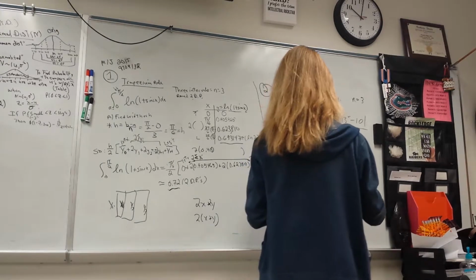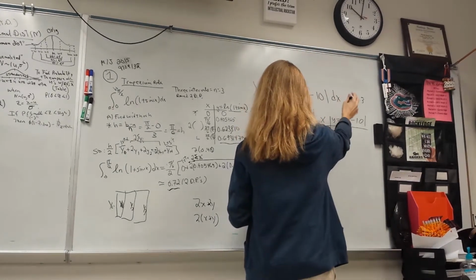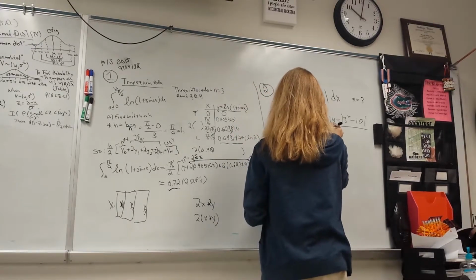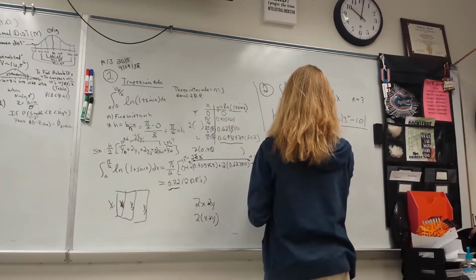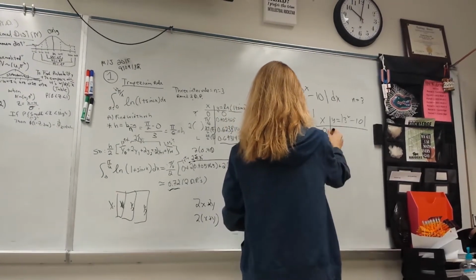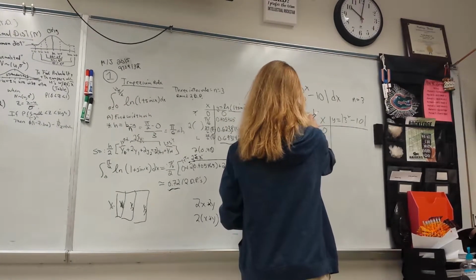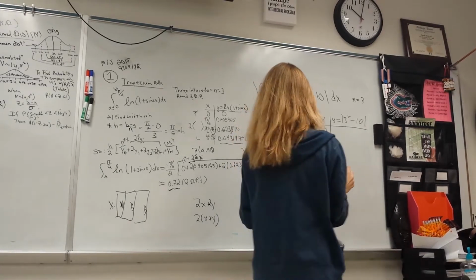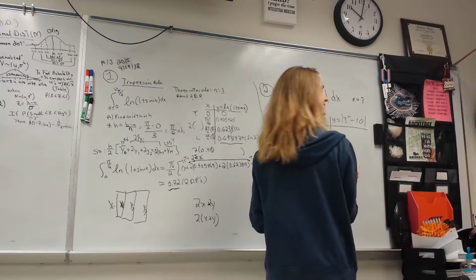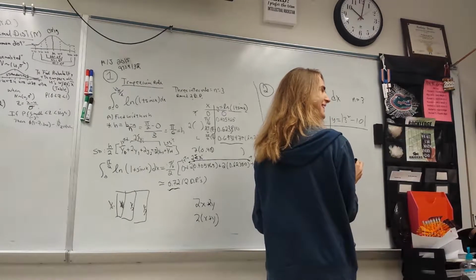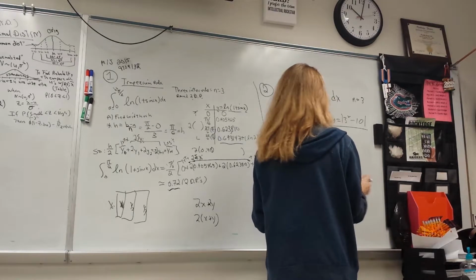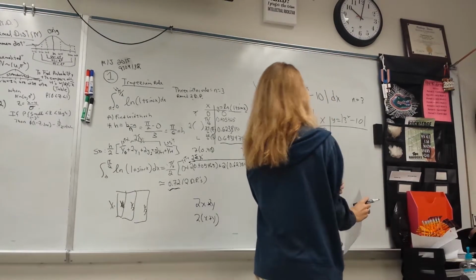Okay, so now we do the intervals. Since there are 3 of them, and it's from 0 to 3, and the interval is 1, it starts with 0, then 1, 2, and then 3. So plug them in. 3 to the 0 is 1, minus 10 is negative 9. Do the 3 to the power first, then subtract 10.